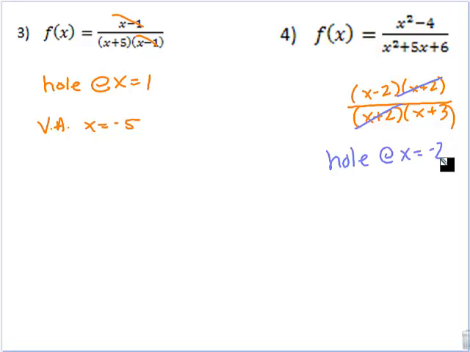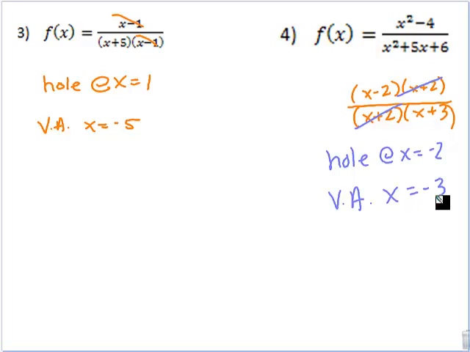Do we have anything left in the denominator? Yeah, what do we have left? x plus 3, so that tells us our vertical asymptote is at x equals negative 3. If the numerator canceled out the denominator, and that was the only thing in the denominator, then we wouldn't have any vertical asymptotes. That's right.